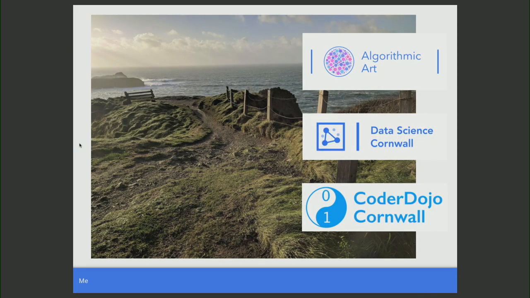For those who don't know me, I used to be around. I moved out of London to Cornwall. That's the end of my village. You have to be careful not to fall off into the sea. I run Algorithmic Art, which meets in London and Cornwall. I've started a data science Cornwall group in Cornwall, which is growing slowly. There's not many people there. And Code at Edge Cornwall is for kids, and that's quite fun.